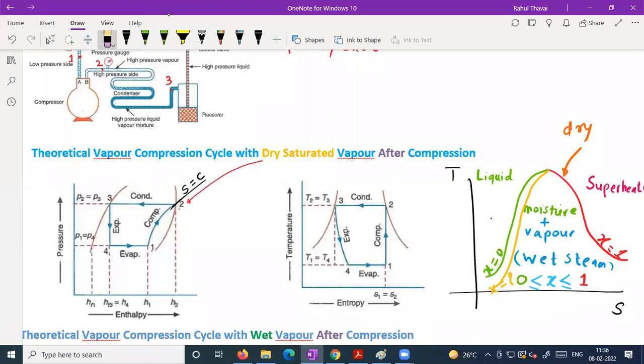Now the question is whether to plot point number two above or below. As it's a compression, obviously the temperature will increase. So I am plotting point number two here, above point number one. Is that okay? Is it okay with this one?